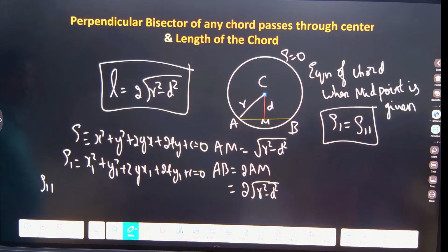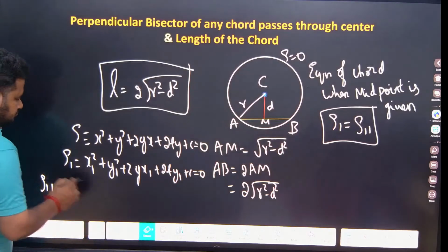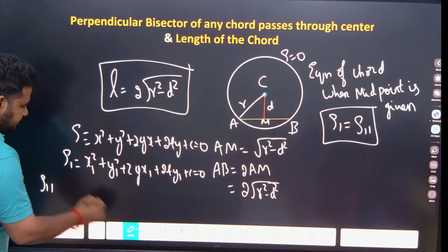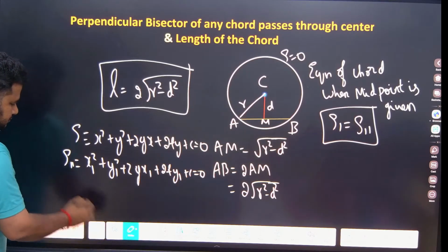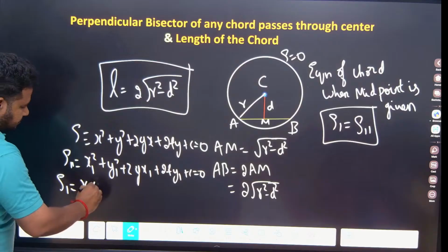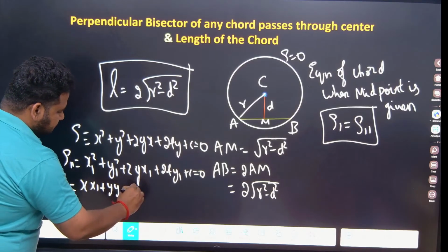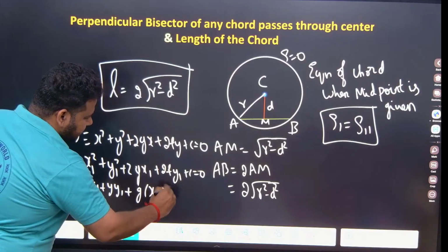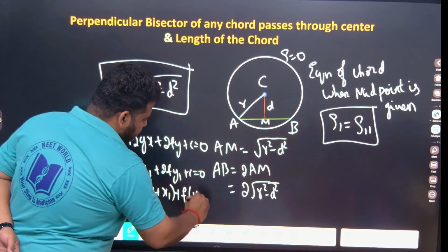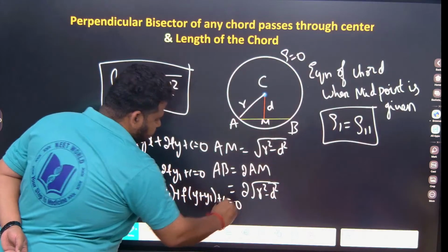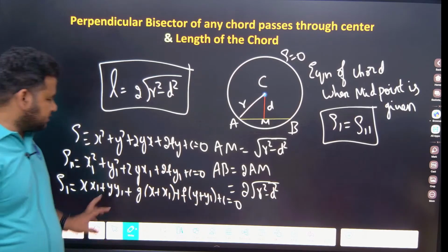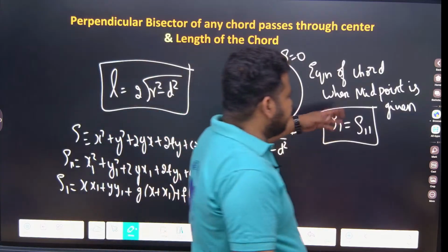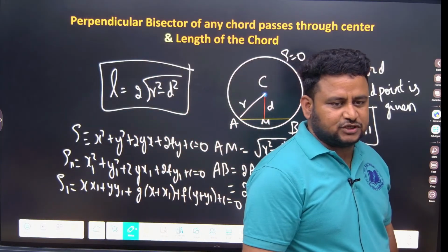Are you sure? See here, this is S11. What is S1? Forgot already. S1 is x x1 plus y y1 plus g into (x plus x1) plus f into (y plus y1) plus c. Understood? This is S1. That is S11. Please remember this. You have to equate it, and then you will get the equation of the chord when midpoint is given.